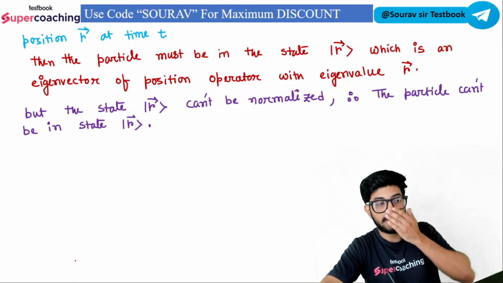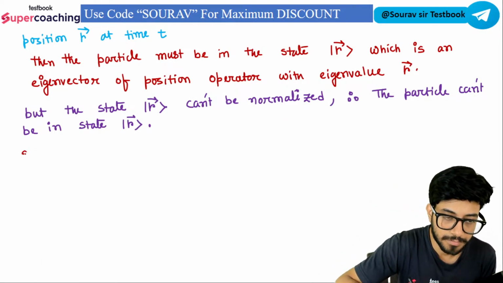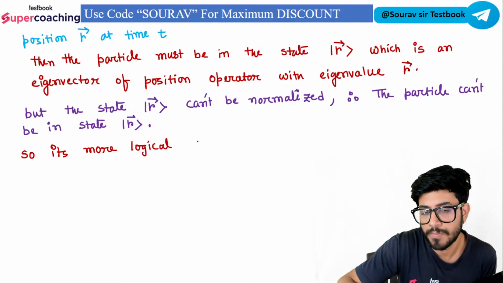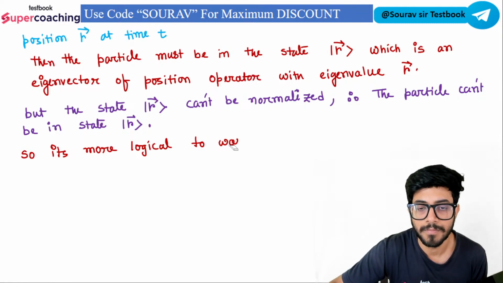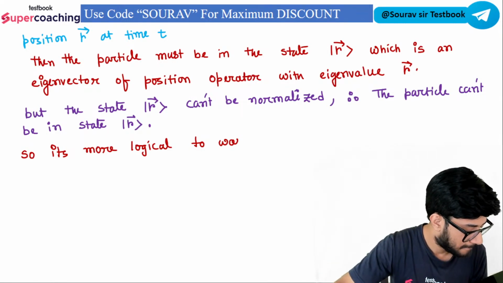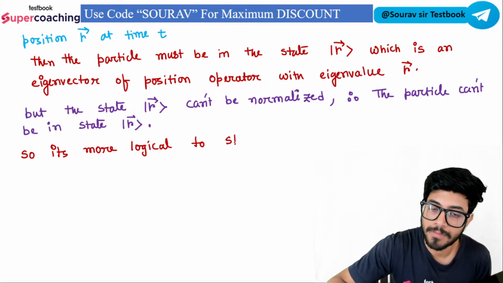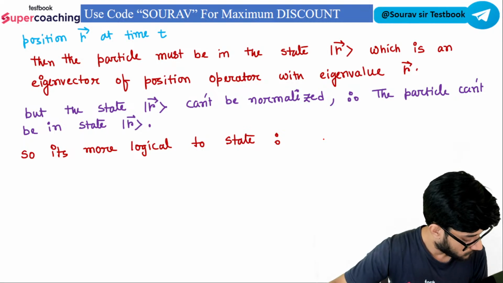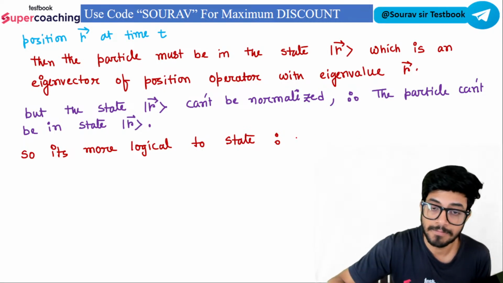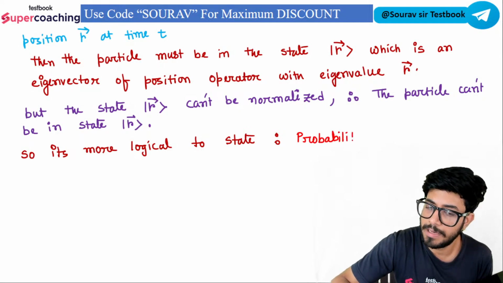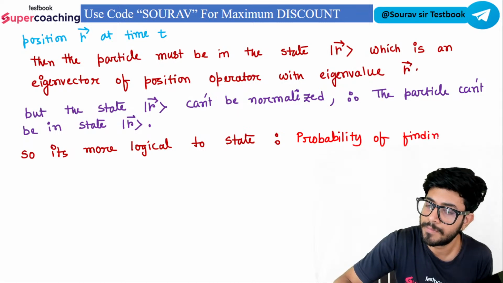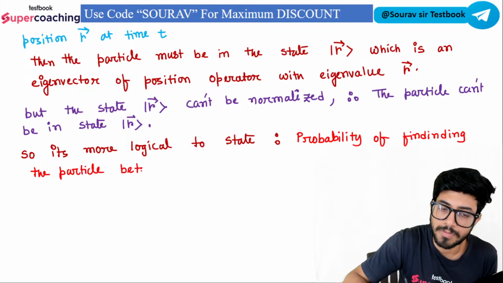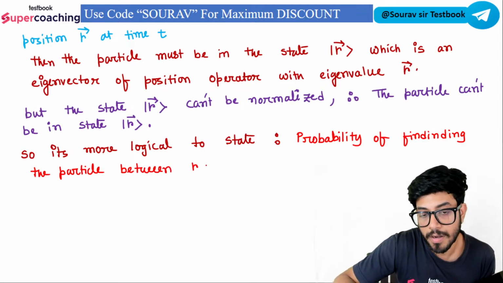So it's more logical to talk about finding the particle between r to r plus dr. It's more logical to state the probability of finding the particle between r to r plus dr.